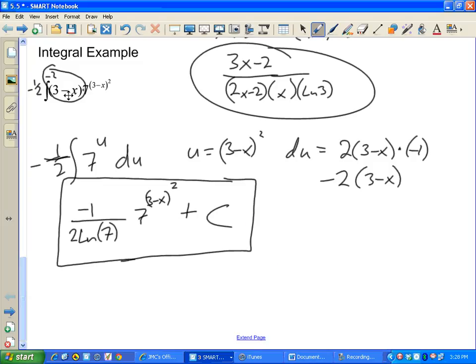And then if this was a definite integral, so if I had some numbers here, I wouldn't have the constant, and I would go through the definite integral process.